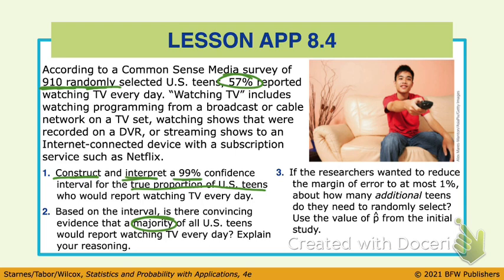And then if the researchers wanted to reduce the margin of error to at most 1%, about how many additional teens would they need to randomly select, and we will use the value of p-hat from the initial study. So that is a difference from yesterday. Yesterday, remember, we used a p-hat of 0.5 because we had not done the survey. And so this one's telling us we're going to use the p-hat from the initial study. So we'll end up using the p-hat of 57%. Okay? All right, so let's get this started.